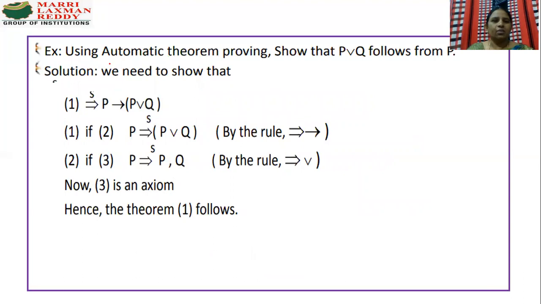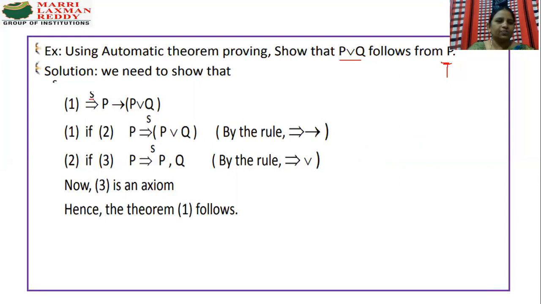What is the first example? Look at the first example. Using automatic theorem proving, show that P union Q follows from P. What we need to derive? We need to derive P union Q from P. So look at the first one. The simplification is always at the left hand side. Then first conclusion, P is derived from P tends to Q.